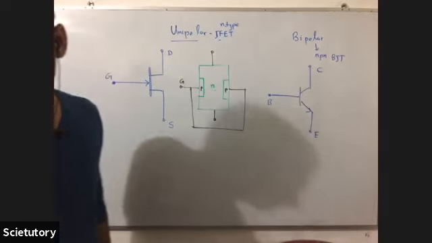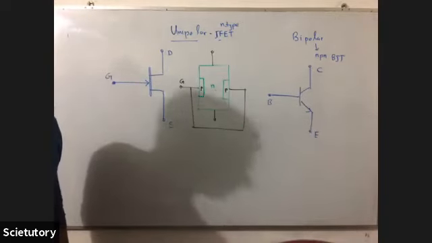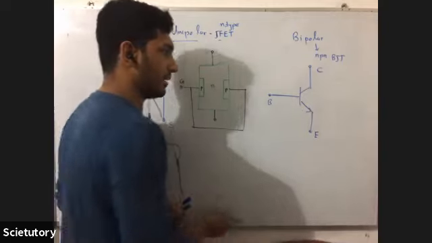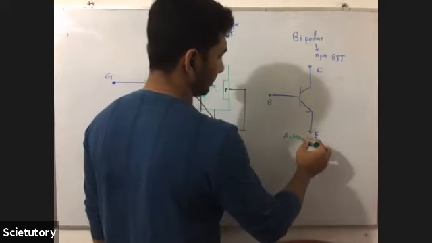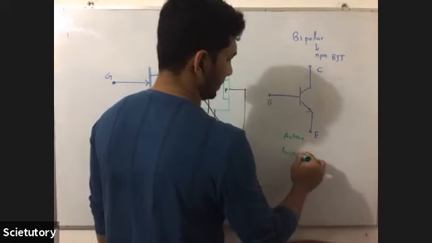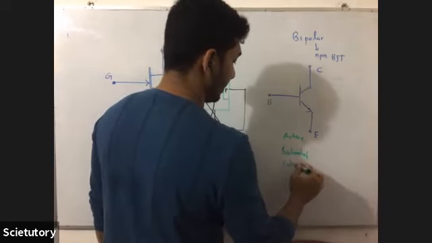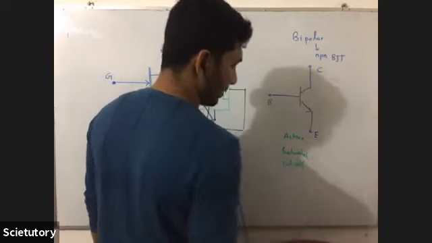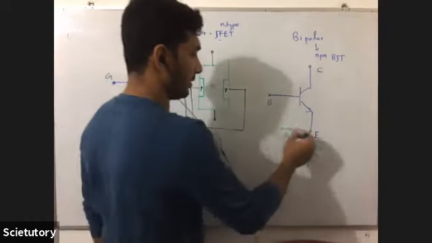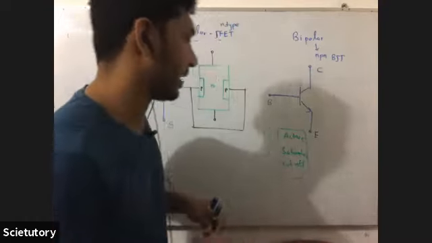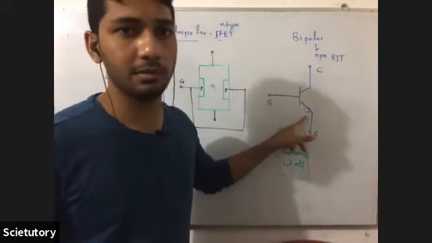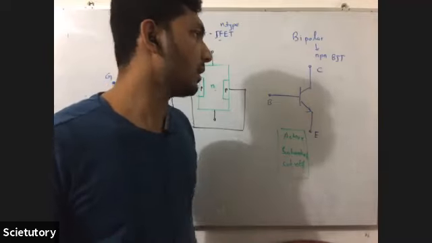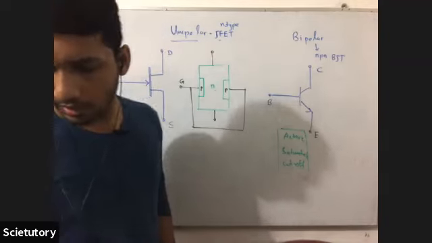So base emitter junction is forward biased when operating in active mode. It has three modes: active, saturated, and what's the other one? Cutoff. Can you tell the biasing of the junctions in the active state? This is forward biased, this is reverse biased. In saturated, both are forward biased. In cutoff, both are reverse biased. Okay, so what about JFET?